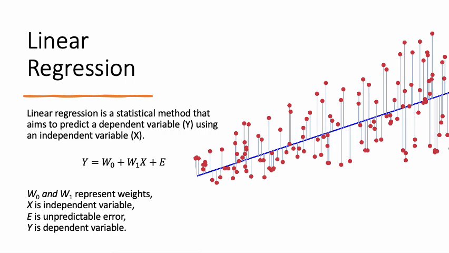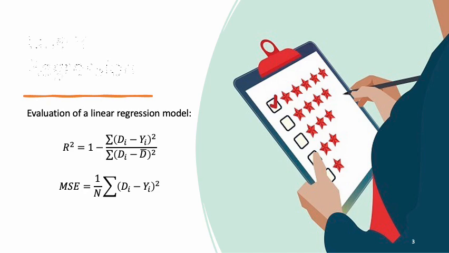Linear regression, by formal definition, is a statistical method that aims to predict a dependent variable using an independent variable. Y equals W0 plus W1 times X plus E. Here, W0 and W1 represent weights of the equation. X is independent variable or input features in dataset. E is unpredictable error. And Y is dependent variable or desired value in dataset. In this lesson, we will learn to find weights of the equation.